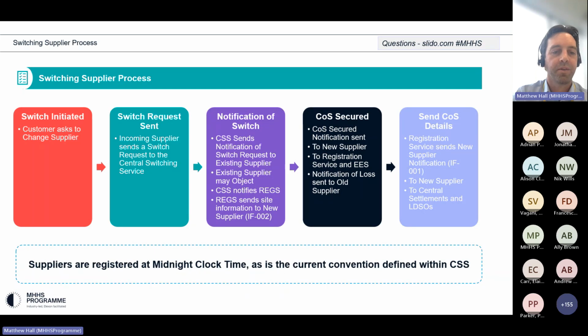The key thing, I guess, in terms of timing for this is to say that suppliers are registered at midnight clock time, and that's in alignment with or in accordance to the current convention defined within CSS.